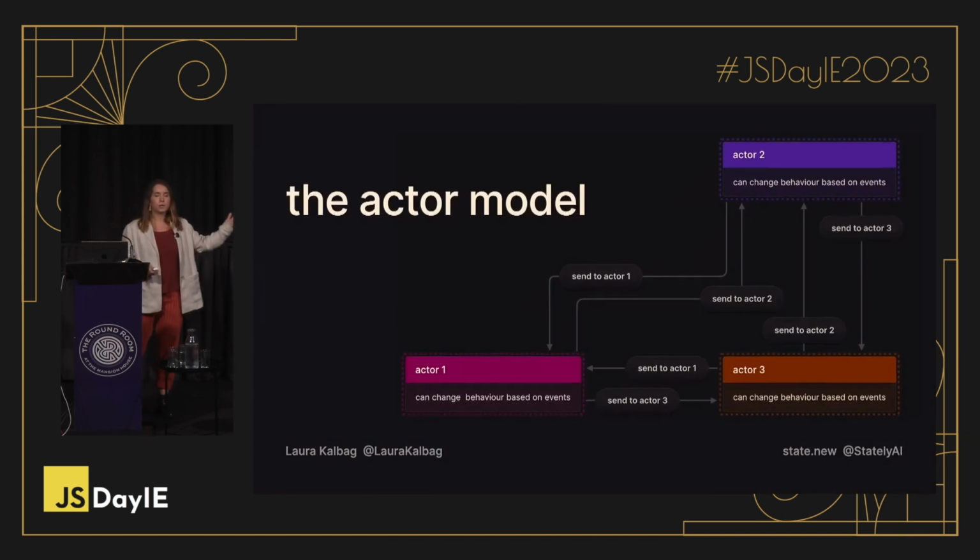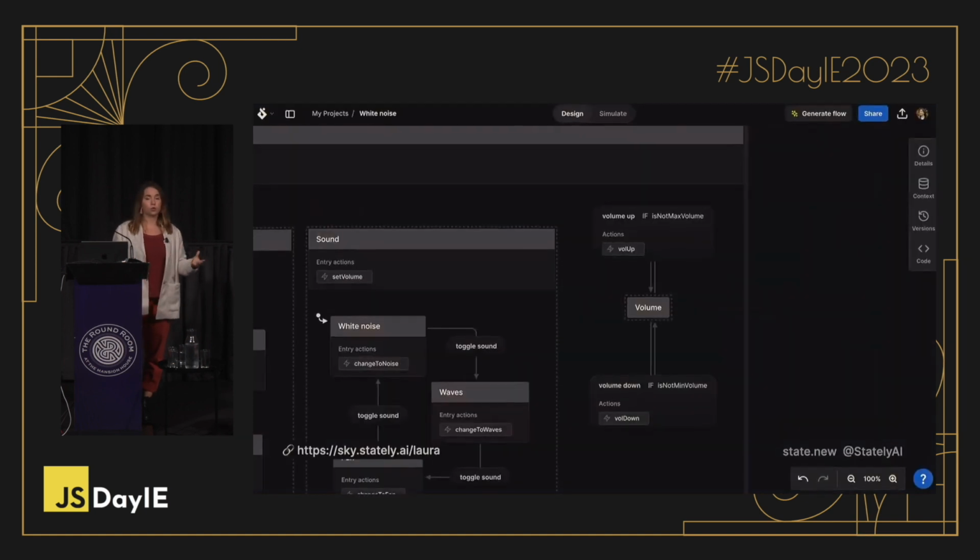Basically, when my state machine is running, it becomes an actor, and then if I want to communicate with other actors, I can do that. So I'm going to create another actor, and I'm going to make an audio player that my white noise machine logic can communicate with, because it's quite useful to have that as a separate piece of logic.